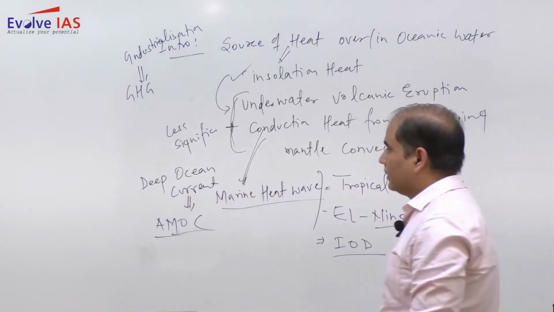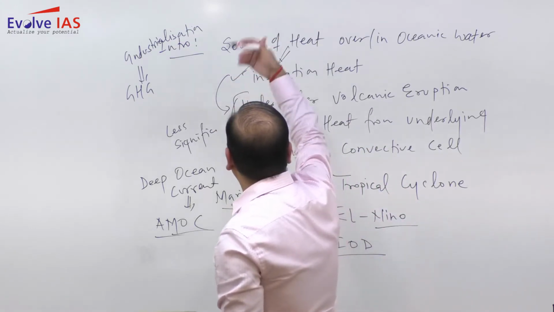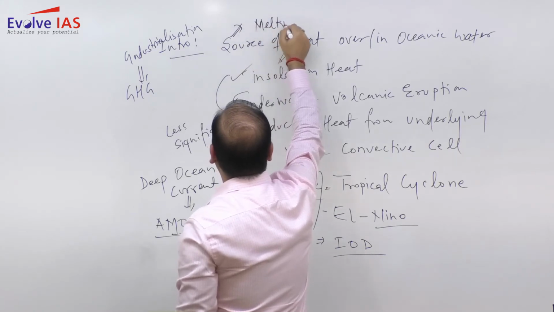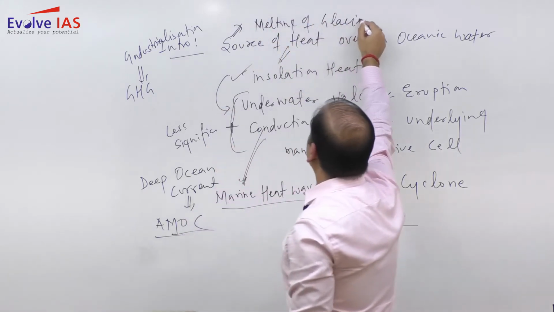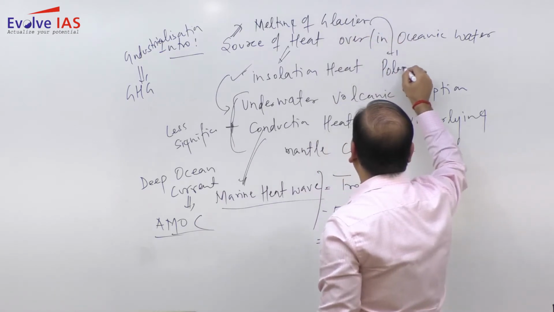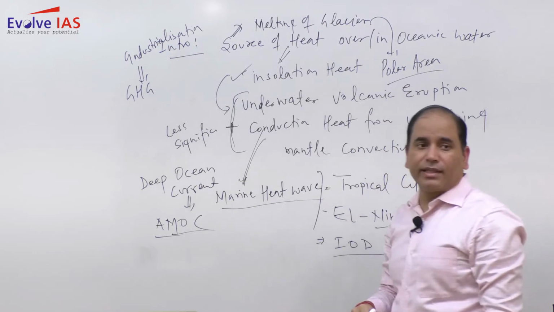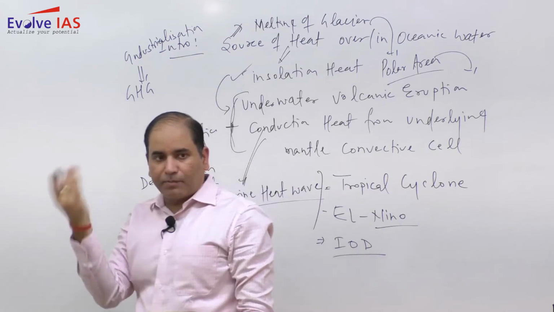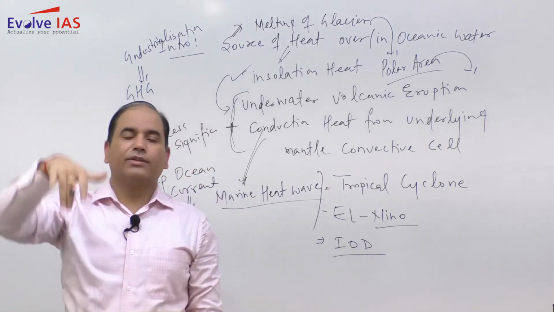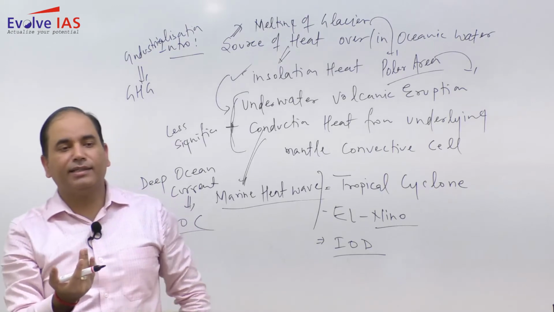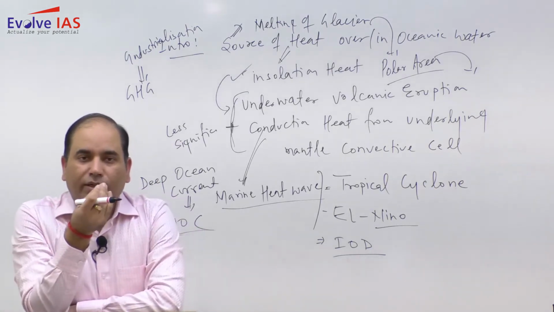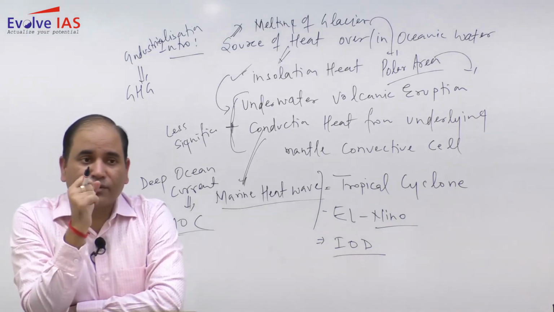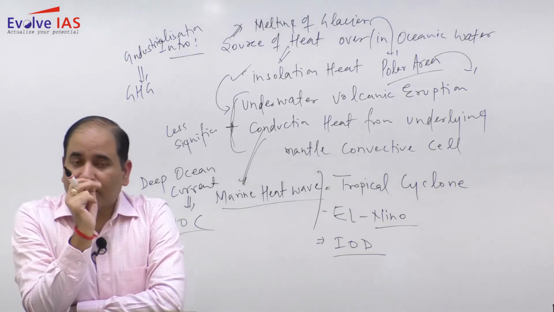Why? Because whenever there is high sea surface temperature, there will be melting of glaciers in the polar area. In the polar and subpolar area, the oceanic water goes deeper because of high density. High density is caused by cold water. So if the water temperature goes up, the water becomes less dense, so it is less favorable for the sinking.